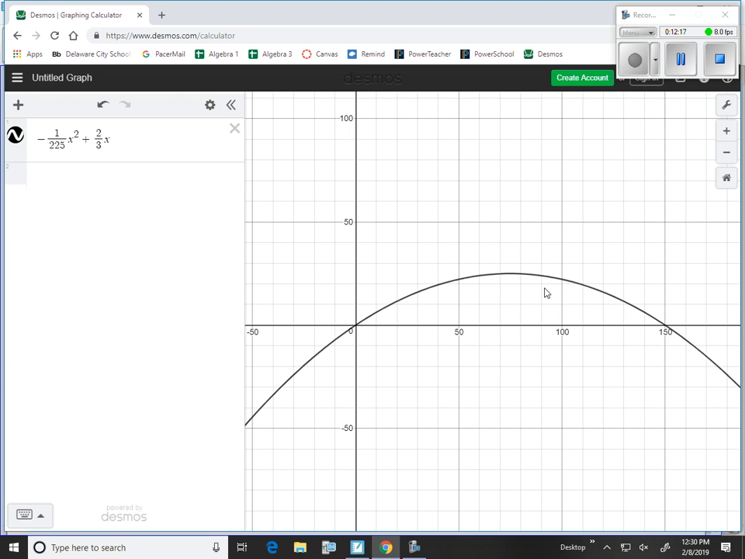Friends, go ahead and click at the very top where that vertex should be, and it should pop up for you. It should be 75, 25. Now, I want to talk about what these mean. The 75 is the x value. What does x represent again? Look at your notes. Horizontal distance.